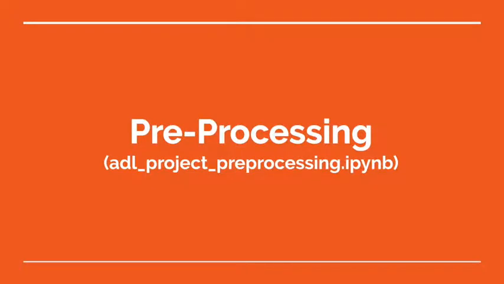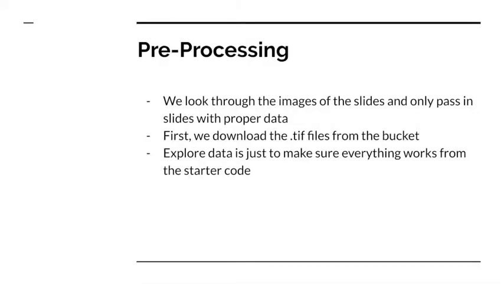So I'll talk a little bit about the pre-processing. For the pre-processing, we looked at the images of the slides we had, and only passed in ones that we thought had proper data. We would download them, put them into a bucket, and then when we explored the code, we would just load them from the bucket.